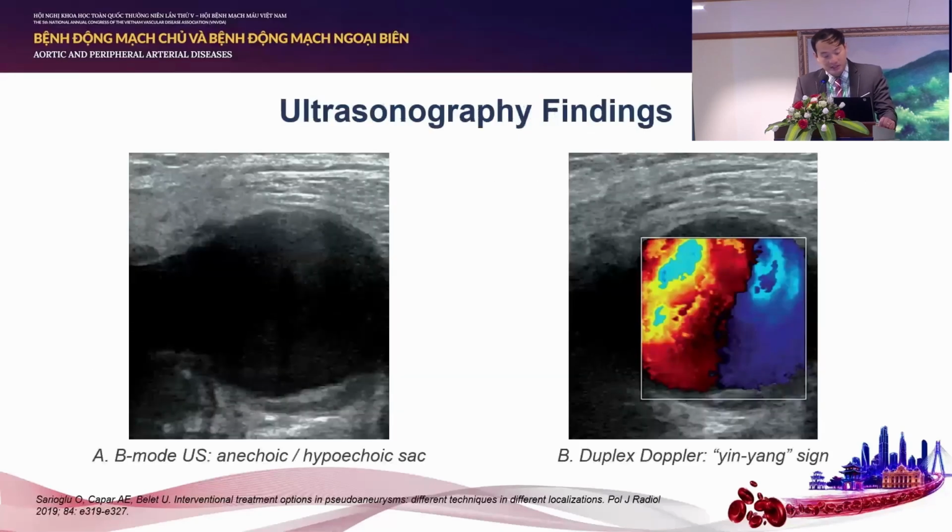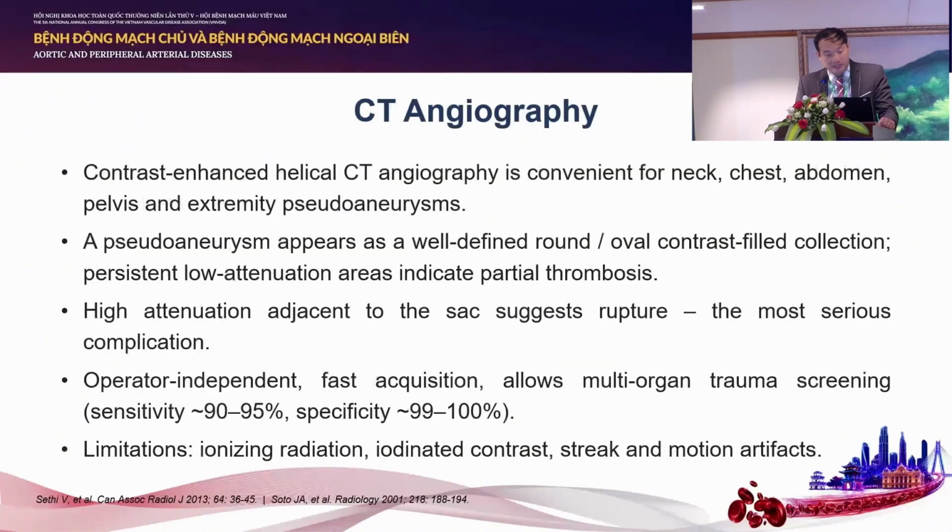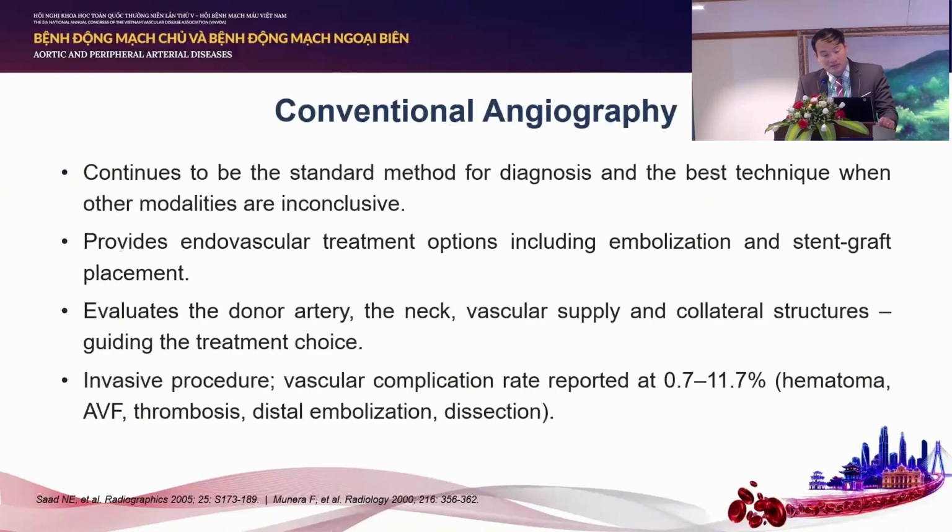In ultrasound, we can see the junction, such as the to-and-fro flow. In B mode, we can see the hypoechoic sac, and with Doppler we can see the junction sound. CT can be used with confidence for the neck, chest, abdomen, pelvis, and extremity pseudoaneurysm. The limitations of CT are the contrast and artifacts. Conventional angiography is the standard method for diagnosis and the best technique when other modalities are inconclusive.